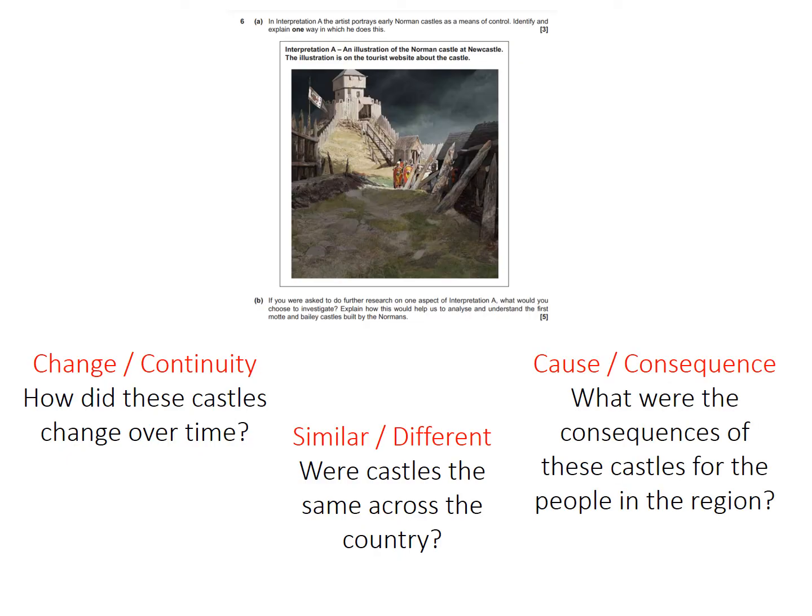Or I could look at cause and consequence. What were the consequences of the castles for the people in the region? This castle's in Newcastle. I'd like to look at what people thought about this castle. Were they scared? Were they happy? Were they terrified? Three things, one interpretation. I would only choose one of those.